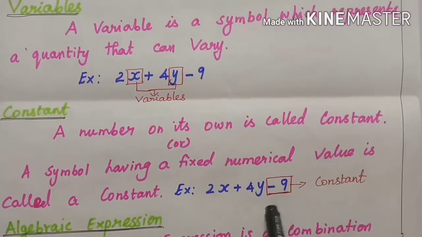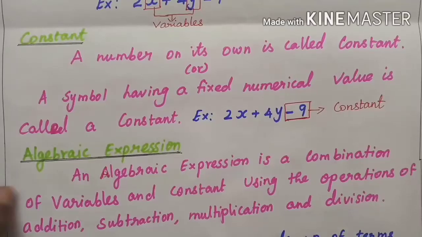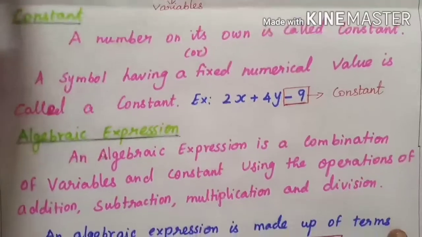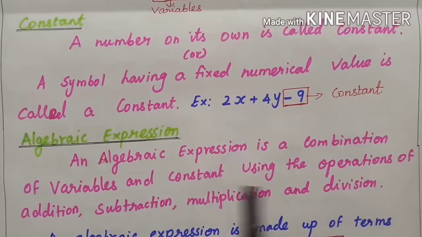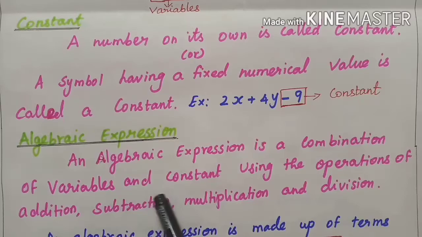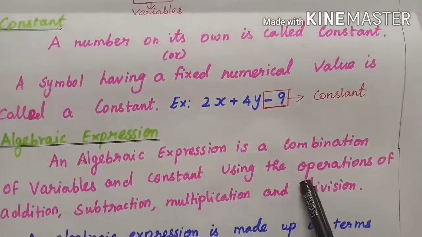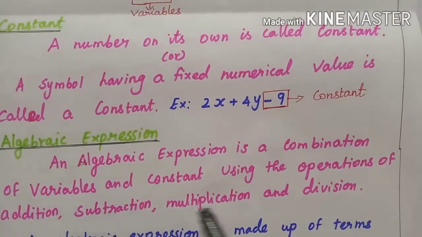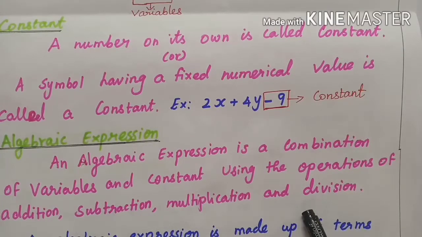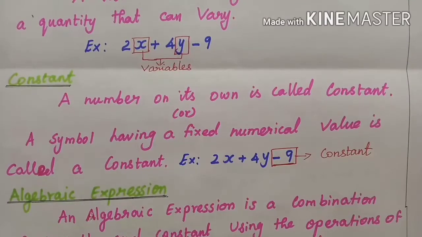Am I clear? Right. Next I will go with algebraic expression. That is new for you. Listen here. An algebraic expression is a combination of variables and constants, using the operations of addition, subtraction, multiplication and division. Using all these operations, a combination of variables and constants is called an algebraic expression.